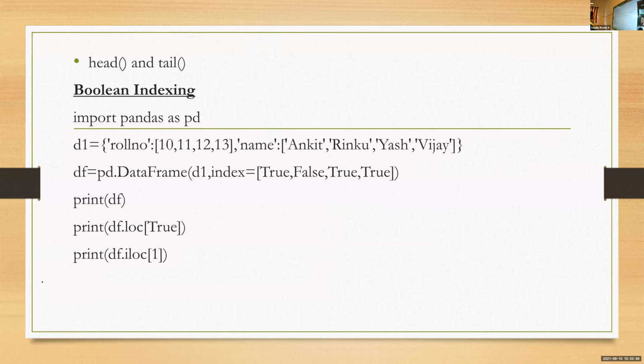Here I am using a dictionary. D1 is equal to roll numbers 10, 11, 12, 13, and name is equal to four names. After that, I am creating a data frame, pd.DataFrame, using this D1, and I am giving the index value as true, false, true, true. So the output is true, false, true, true.